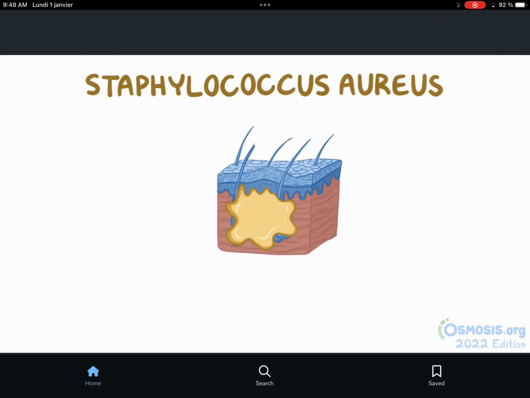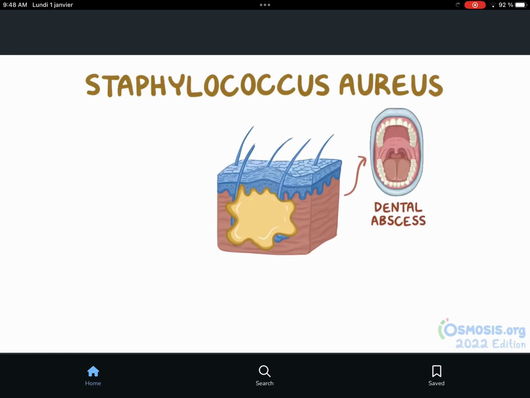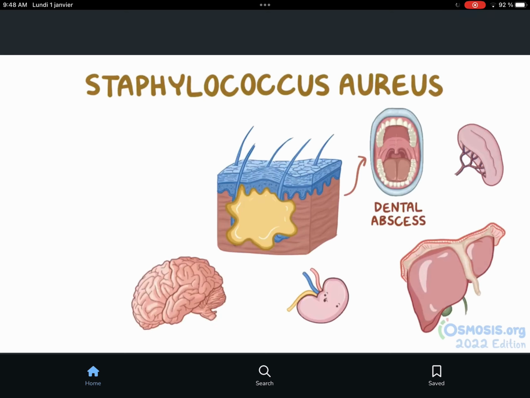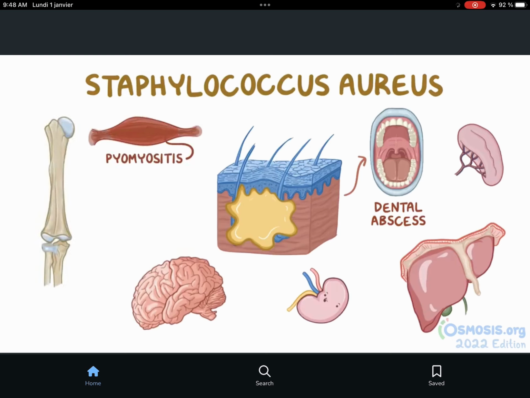These abscesses can happen all over the body, including in the mouth, where they're called dental abscesses, and they can develop within various organs like the liver, kidney, spleen, and brain. Now, if the infection is overlying a muscle, it can spread into the muscle, causing pyomyositis. If it gets into the bone, it can cause osteomyelitis. And if it gets into the joint space, it can cause septic arthritis.